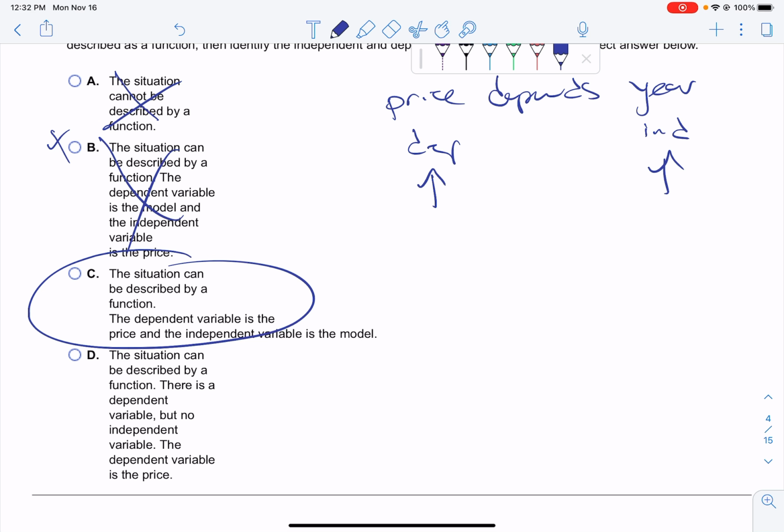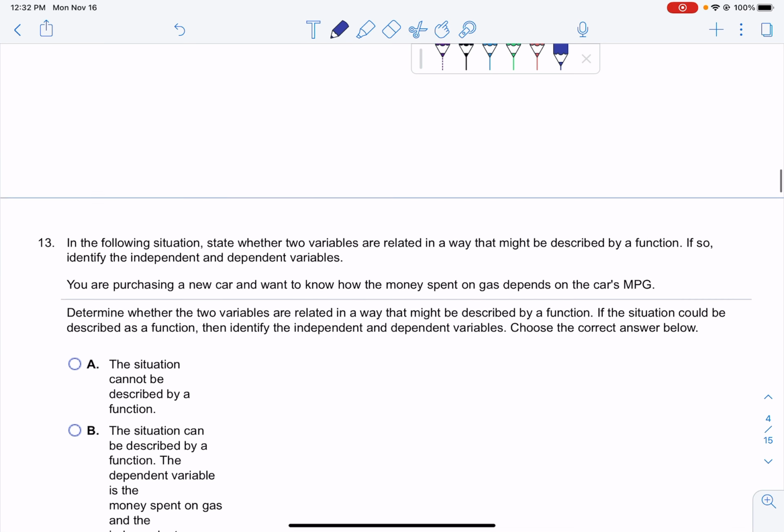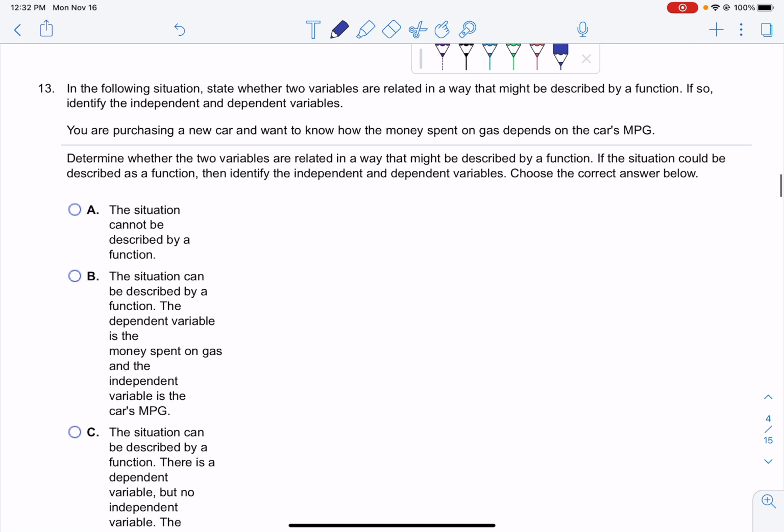There is a dependent variable, but no independent variable. That doesn't make any sense. So C is your best answer. Okay, 13. In the following situation, same thing. Is it a function and how does it relate?